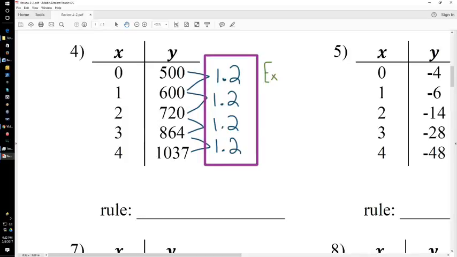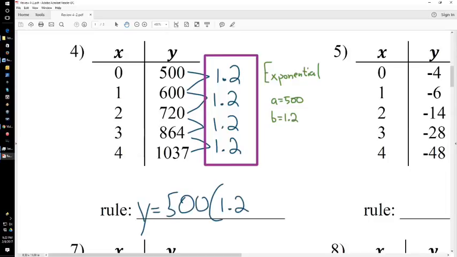I'll go ahead and write it here. Exponential. And we're going to write the equation. So we need an a and a b value. If you recall, a is your starting point. So x is 0, y is 500. And b is your ratio. Since all the ratios are 1.2, then take 1.2. So y equals 500 times 1.2 to the x. Okay? Number 4 is exponential.